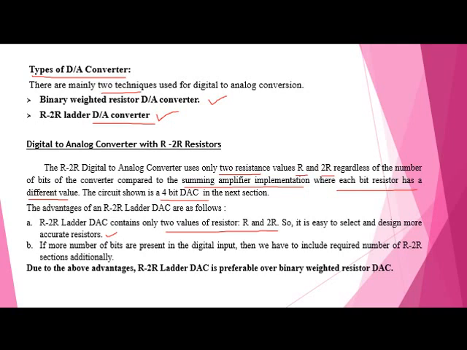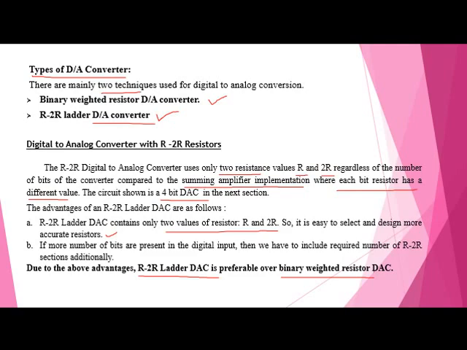Another point is that if the number of bits in the digital input increases, we have to include additional R to 2R sections, because as the number of bits increases, more sections of the R to 2R resistors are required. Due to these advantages, the R to 2R ladder DAC is preferable over the binary weighted resistor DAC.